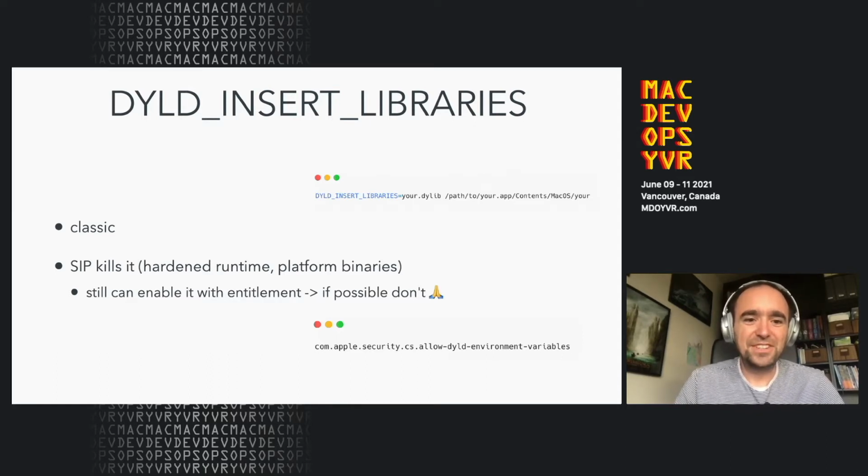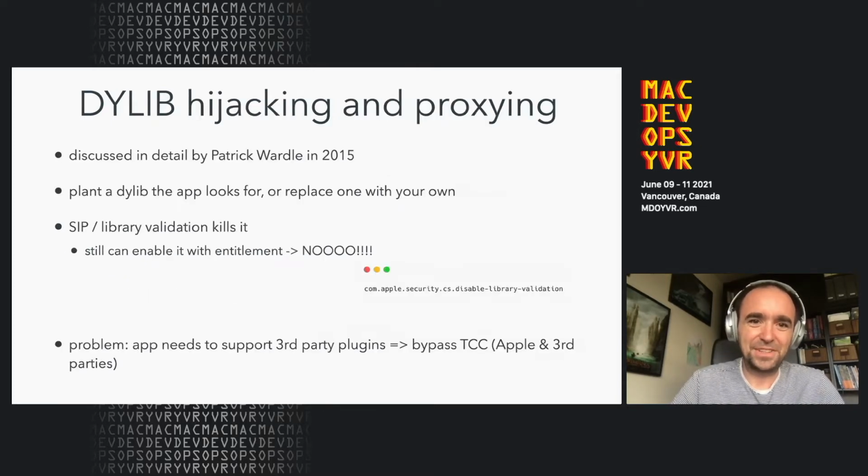These days on macOS, with System Integrity Protection, this doesn't really work for platform binaries, and if your application is signed with hardened runtime, then SIP will protect your application. So this cannot be used unless we use an entitlement to specifically allow this type of injection. But if possible, we shouldn't use this entitlement.